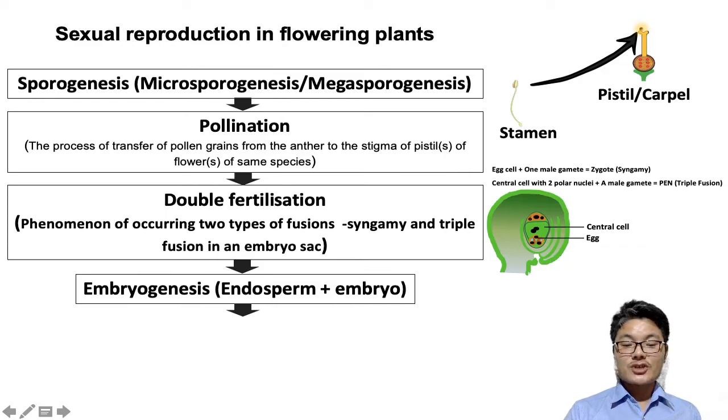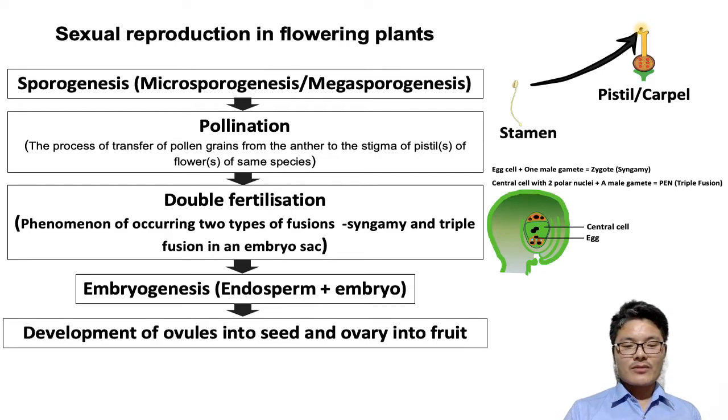So embryogenesis here refers to formation of the embryo, and for forming the embryo, endosperm is necessary, and in a way there is formation of seed. So seeds are developed from ovule. The entire ovule will develop into seed, and the ovary will develop into fruit. So I've explained the entire process of sexual reproduction in flowering plants in a step-by-step manner. Try to understand these steps by playing the video once again.